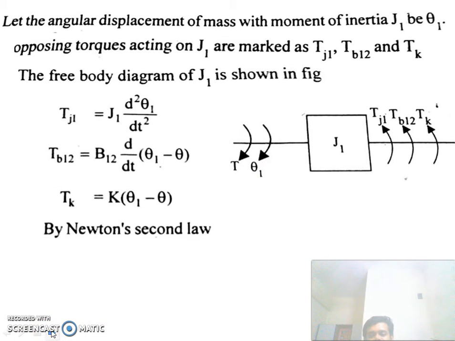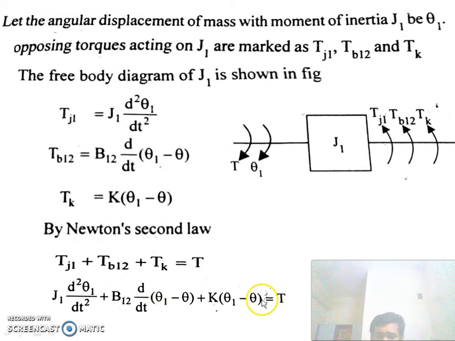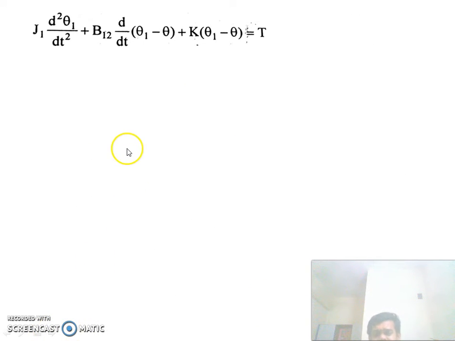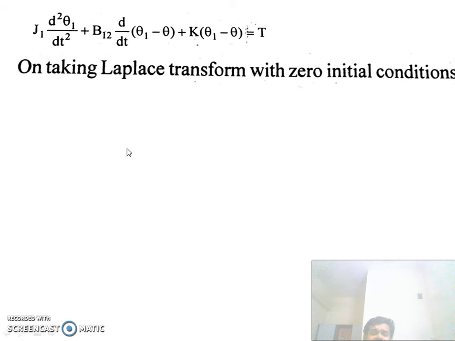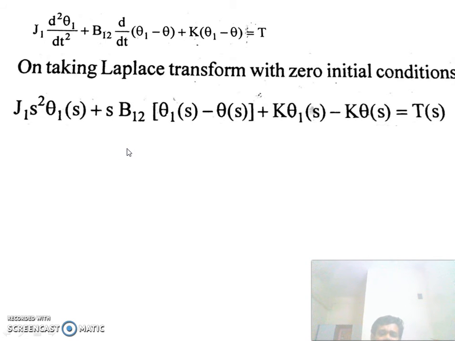By Newton's law, the applied torque is equal to the opposing torque. So we substitute the opposing torques and the applied torque, and after that we take the Laplace transform. The Laplace transform of d square theta 1 by dt square is s square into theta 1 of s. So for the first term, the Laplace transform is J1 into s square into theta 1 of s.